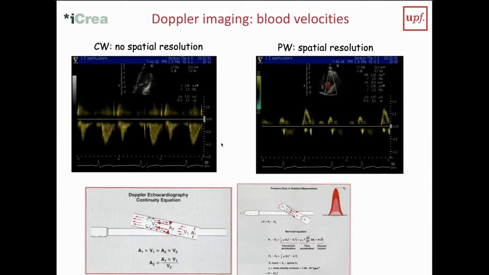Then you can use Doppler, both continuous wave Doppler and pulse wave Doppler. And what we use Doppler for is very often to measure maximal velocities, because we know from the Bernoulli equation, for example, that the maximal velocity relates to the pressure drop. So in this way, we can, for example, measure the occlusion of a valve. So the stenosis of a valve, we can measure by measuring the velocities through the valve.